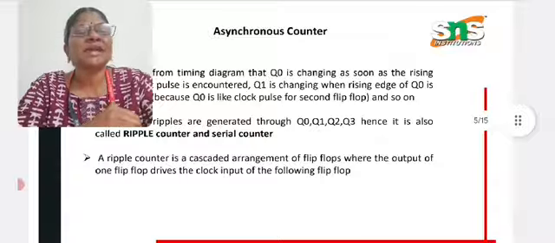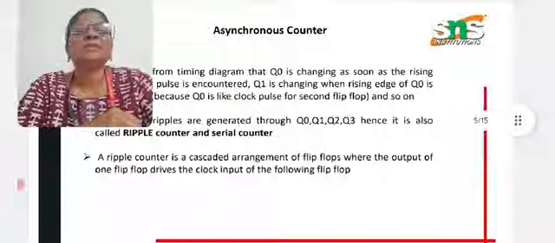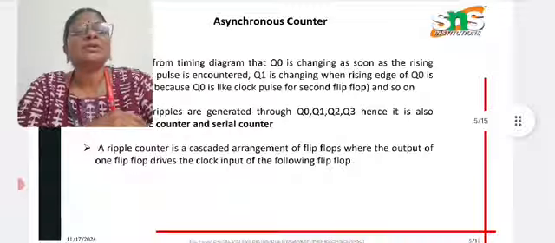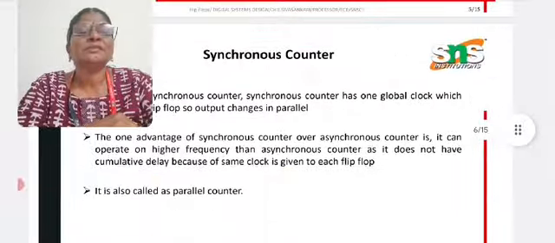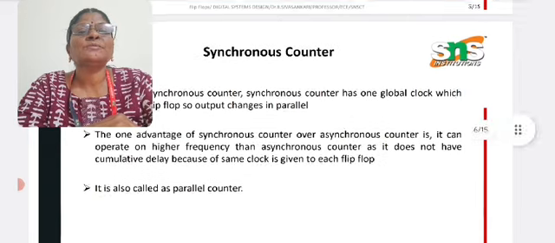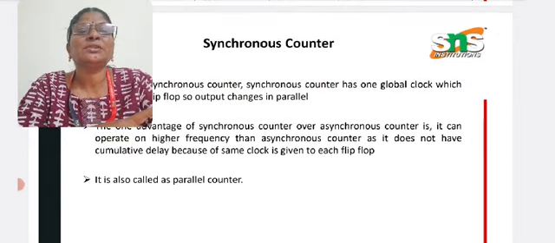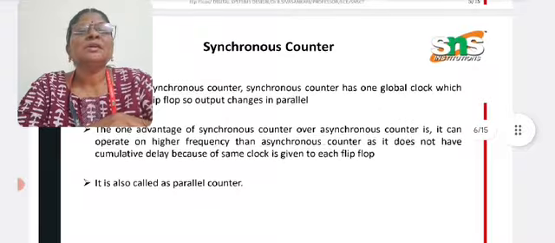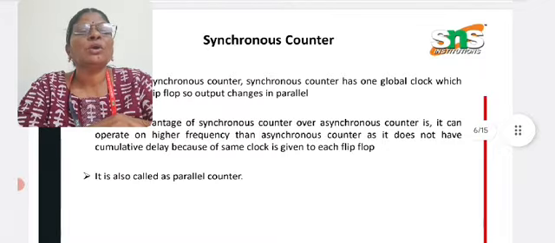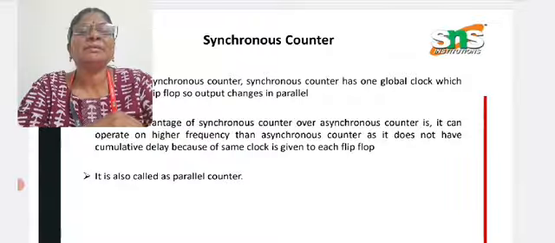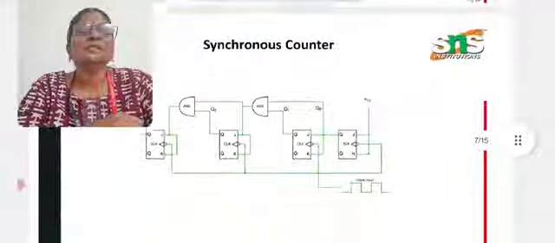A ripple counter is a cascaded arrangement of flip-flops where the output of one flip-flop drives the clock input of the following flip-flops. Now coming to the synchronous counter. Synchronous counters have one global clock connected to the input of every flip-flop, so the outputs change in parallel. The one advantage of a synchronous counter over an asynchronous counter is that it can operate at a higher frequency, as it does not have cumulative delay because the same clock is given to each flip-flop. This is also known as a parallel counter.